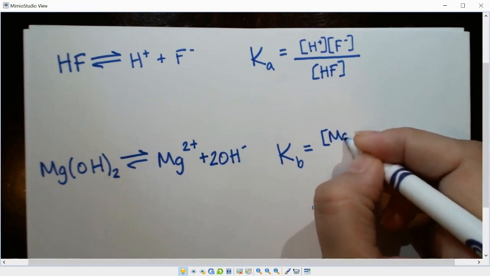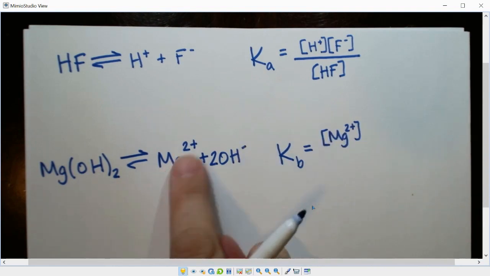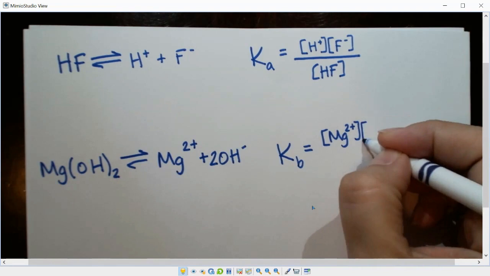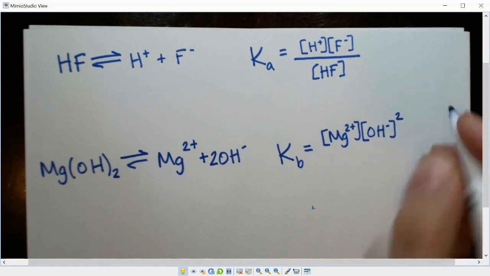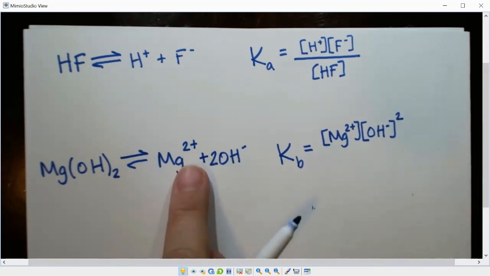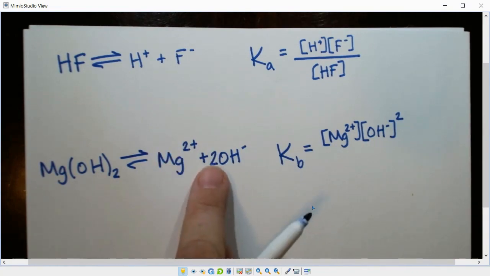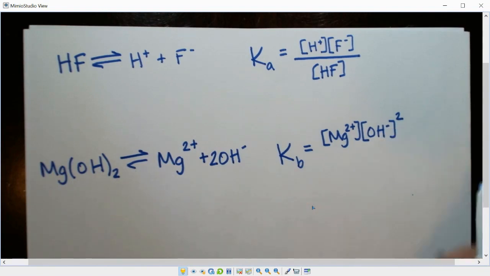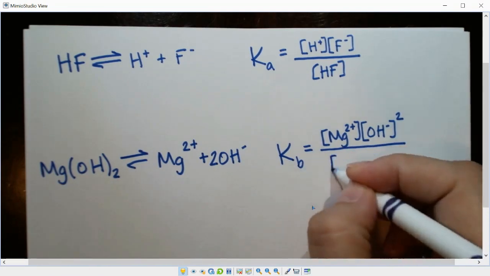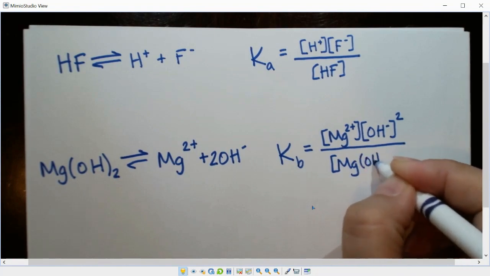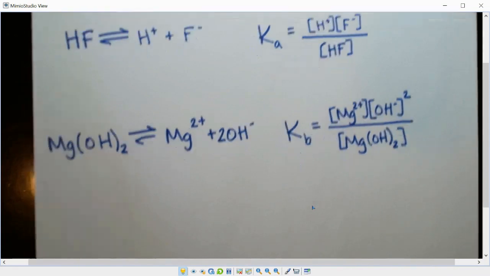So the product is Mg2+, and that 2+ goes inside the bracket because that's just identifying the charge of this magnesium. And then OH-, but that 2 coefficient goes on the outside as a power, as an exponent. So be careful about that. This 2 stays with the magnesium because it's part of its charge. This 2 goes on the outside because it's a coefficient. And then we put it over the reactants, which was just Mg(OH)2. And we're done. Let's do one more.